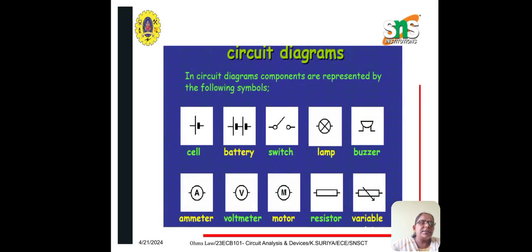So we'll see some basic symbols which are used to represent the elements in a circuit diagram. So these are all the symbols for different elements. As I said, a cell is represented by a long and a short line. A battery will have two long lines and short lines alternately. Then switch, lamp, buzzer, ammeter, voltmeter, motor, resistor and variable resistor. These are all the symbols generally used to represent the elements in an electric circuit.